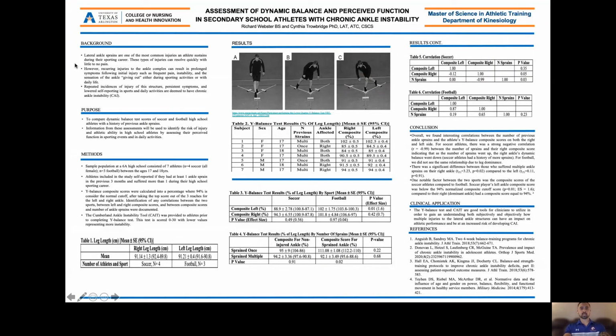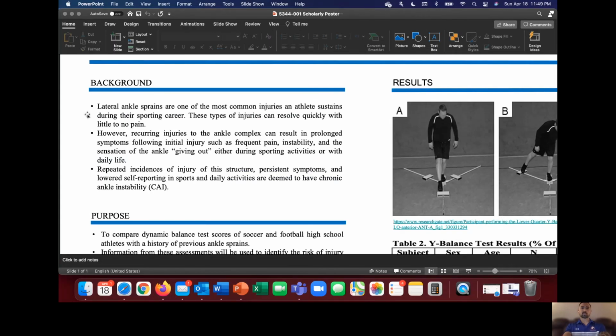Okay, this poster presentation is the assessment of dynamic balance and perceived function in secondary school athletes with chronic ankle instability. Athletes are more likely to suffer many types of injuries throughout their sporting careers, but lateral ankle sprains are one of the most common types of injuries that they will sustain throughout their career.